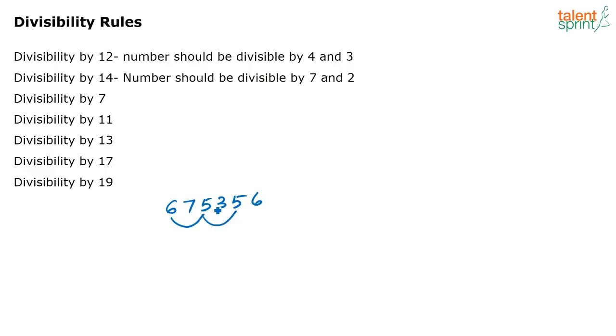6 plus 5 plus 5: 6 plus 5 is 11, 11 plus 5 is 16. So this adds up to 16. Now 7 plus 3 is 10, 10 plus 6 is 16. Find the difference between these two. 16 minus 16 is equal to 0. So add the alternate digits of the given number and subtract the sums. The answer should either be 0 or 11 or a multiple of 11. Then the given number is divisible by 11. So here you are getting the answer as 0, so this is divisible by 11.